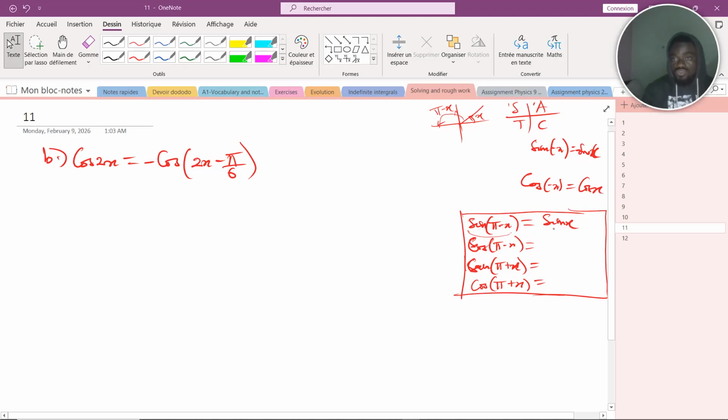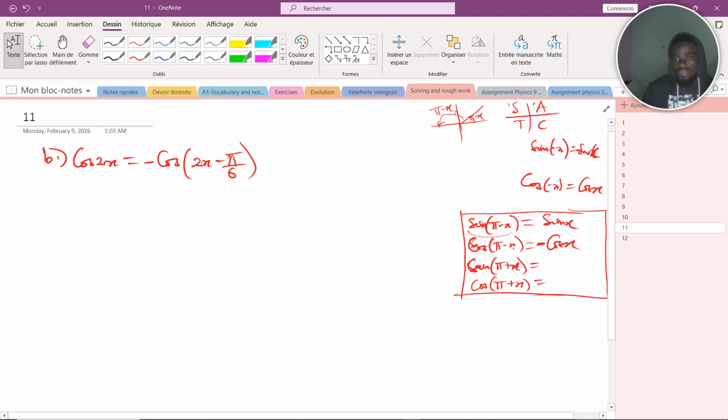I hope you understood my reasoning. This is an angle of the second quadrant, and the sine of an angle of the second quadrant is positive, so sine of (pi minus x) equals sine x. Now, this is still an angle of the second quadrant. How is cos in the second quadrant? Cos is negative, so cos of (pi minus x) equals minus cos x. That's how you can remember it.